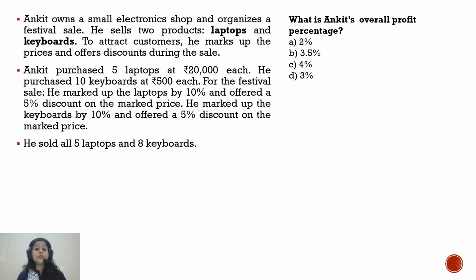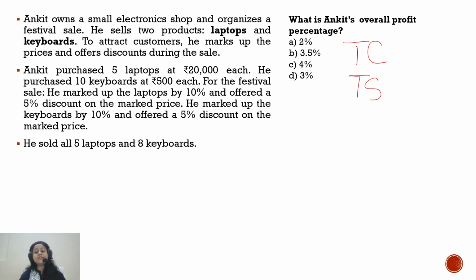What is Ankit's overall profit percentage? So by selling both laptop and keyboard, how much profit has he earned? For that, we need the total cost price of laptop and keyboard taken together and the total selling price of laptop and keyboard taken together. So the difference between these two will give you the overall profit amount, and from there you can calculate the overall profit percentage. So let us see how to find this out. Total cost price and total selling price, right? So what will be the total cost price?